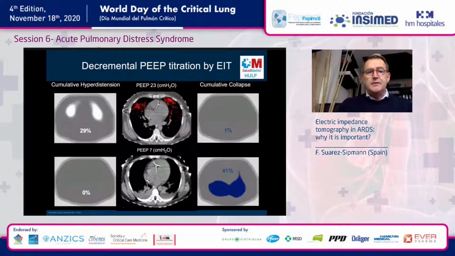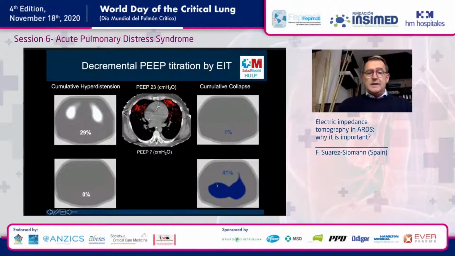You see here the evolution during the decremental PEEP trial from high levels of PEEP, 23, down to 7. The algorithm developed by Costa and co-workers was able to identify, at high levels of PEEP, those pixels in which low compliance was due to hyperdistension, and they marked these pixels in white. As the PEEP titration proceeded to lower levels of PEEP, they were also able to identify those pixels where the low compliance was due to lung collapse, or predominantly due to lung collapse, and they marked these pixels in blue.